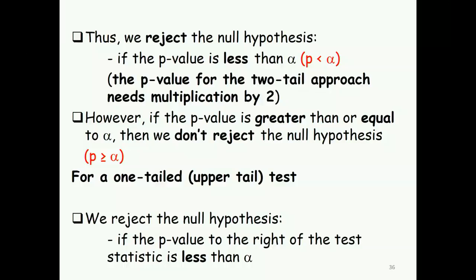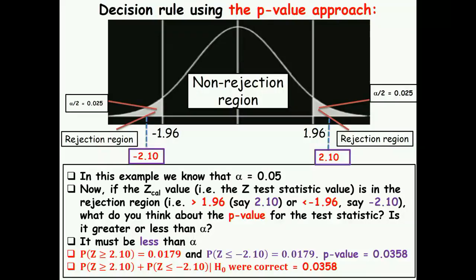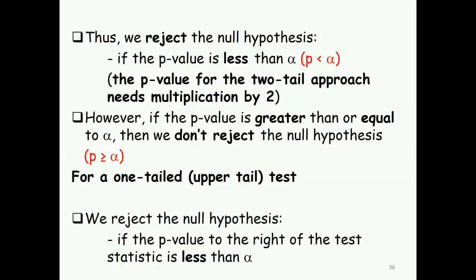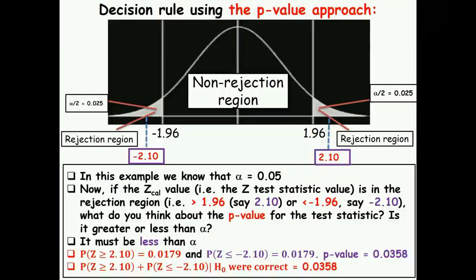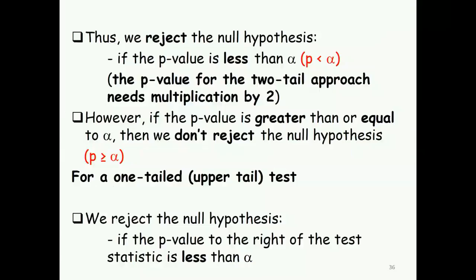So if the p-value is less than alpha, we reject the null hypothesis, the p-value approach. Then if you are doing a two-tailed test, you have to multiply. So I multiply this one by 2, or you add them, because there is a possibility in this direction and a possibility in this direction, you add both of them.